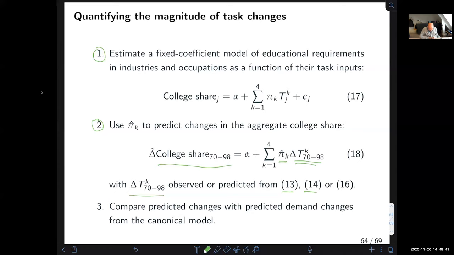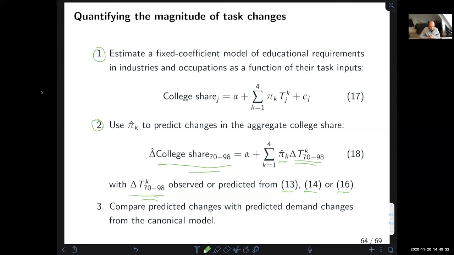And then we also made predictions of task changes using the within-occupational variation, because of the different labeling by experts in the 77 and the 91 DOT versions. What I'm going to show you on the next slides are these changes in task measures, actual and predicted, from the analysis we did before. I'm also going to show you what taking those changes in task measures together with these predicted pi_k gives as predictions for changes in the college share.